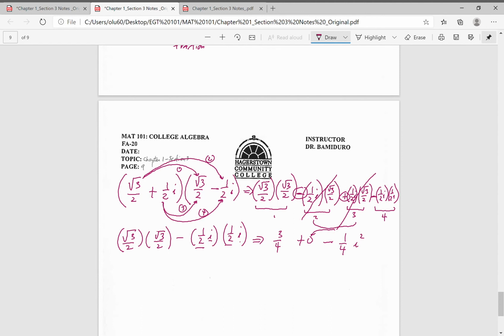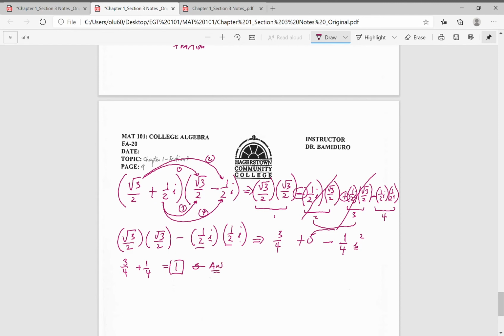Okay, and now when we simplify this, we're going to get 3 over 4. Again, your i squared is negative 1. Negative 1 times 1 over 4 is going to be a positive 1 over 4, so 3 over 4 plus 1 over 4 equals 1. So the answer is 1.